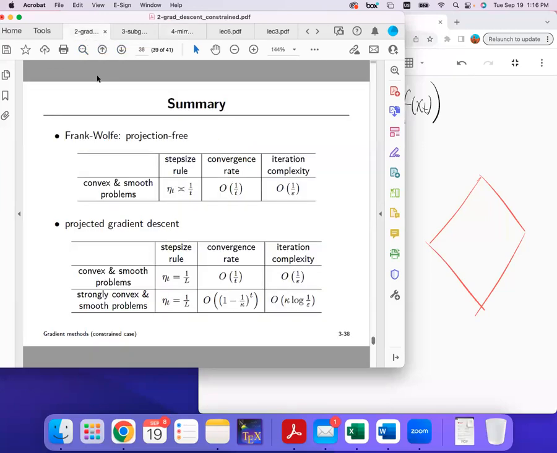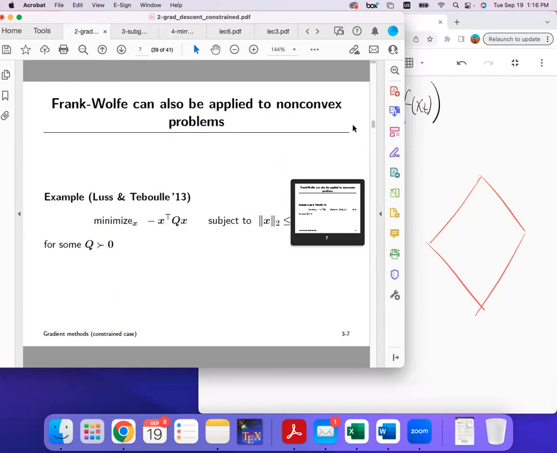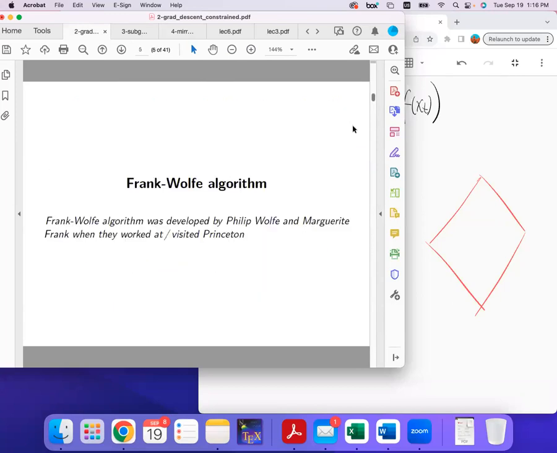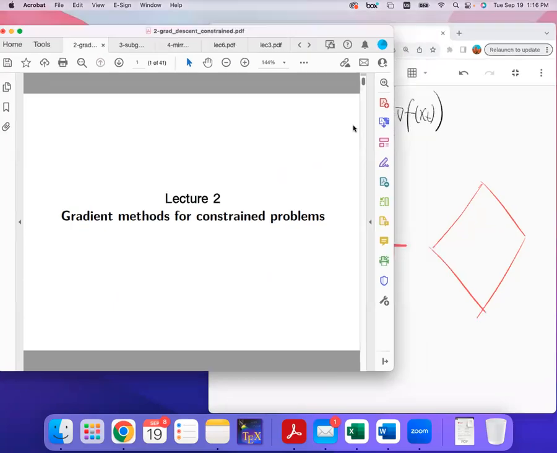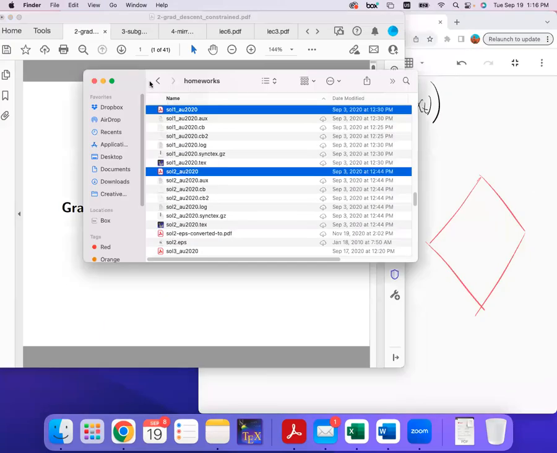Maybe we can quickly go to the gradient descent. It should be lecture 1.